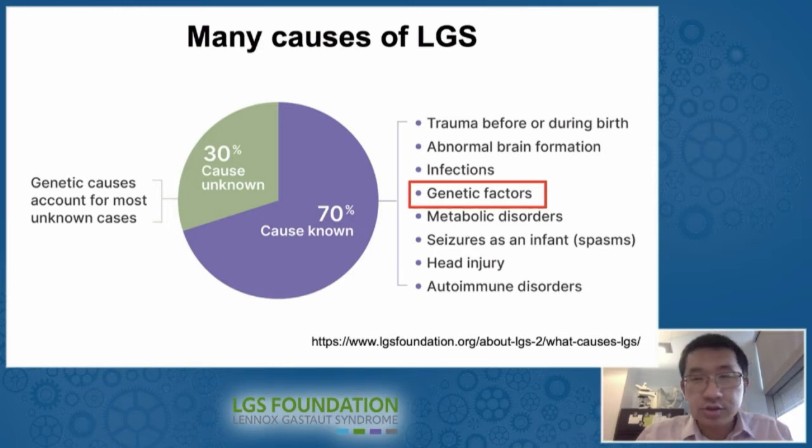So this is how we are thinking about this problem, and this is what I plan to share with the group: how we use a mouse model to model one of the genes that is a cause of LGS, and hopefully we can learn from this exercise.